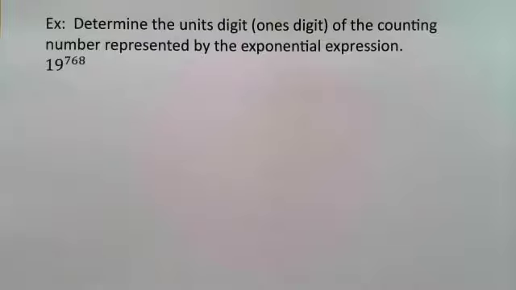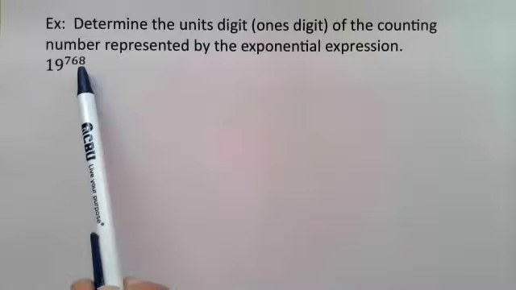Determine the units digit of the counting number represented by the exponential expression 19 to the power of 768. What do they mean by units digit? They mean the ones place. That's what they mean by the units digit, the ones digit. The number on the far right. If it's a whole number, the number on the far right is the units digit or the ones place.